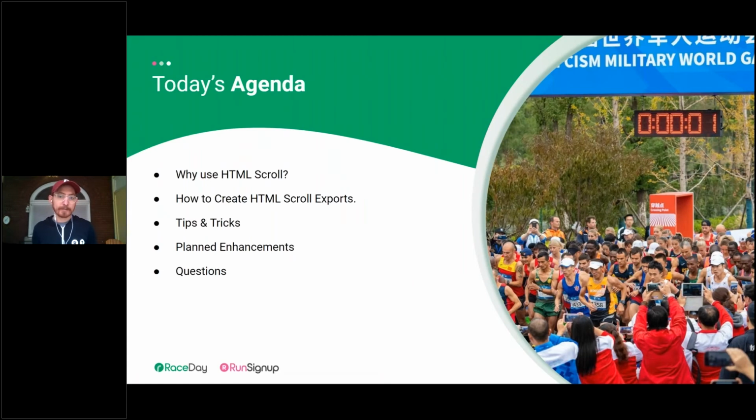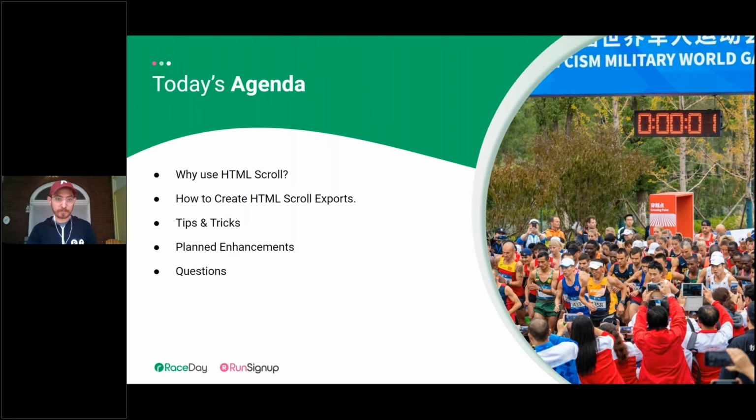So gonna be a pretty quick one today. Nice, probably done in about 15, 20 minutes or so. Just going through a few quick bullet points. Why should you use this new feature, HTML scrolling reports? How do you create them? A couple of tips and tricks and some planned enhancements we have coming eventually to this feature.